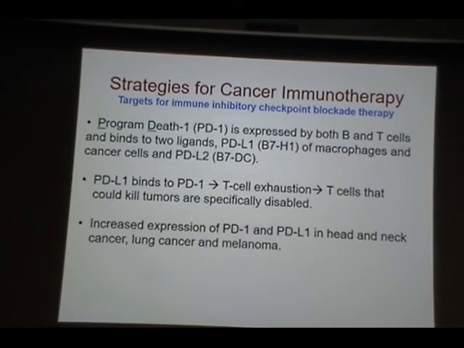There are different strategies for cancer immunotherapy, and one is to target the immune inhibitory checkpoints. It's called immune checkpoint blockade therapy. I just mentioned that we have a lot of PD-1 expressing T cells. If you can inactivate PD-1, then those T cells will come out of the exhausted state and become active.